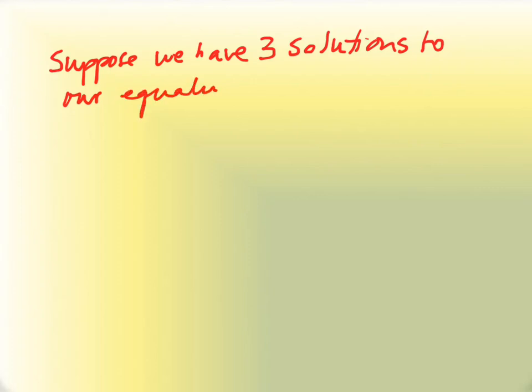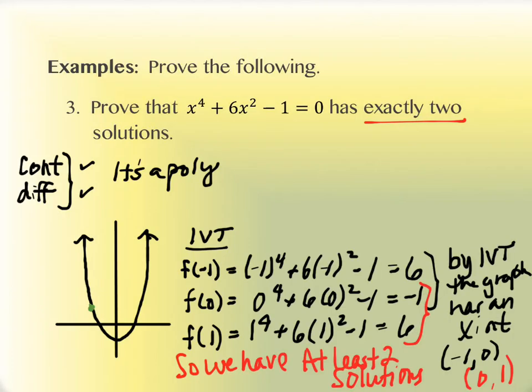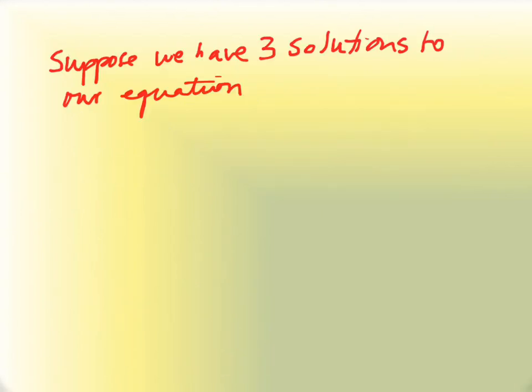And if you'll remember from algebra, we actually have the potential to have 4 solutions to this equation. Do you know why? Because the highest degree is 4. To be honest, there are 4 solutions. They just may not all be in the real number system. Some of them may be imaginary numbers. So there are 4 solutions, but we want to show that only 2 of them are real number solutions. So we're pretending for the moment that we have 3 of them, and we're going to run into a contradiction. So suppose we have 3 solutions to our equation.